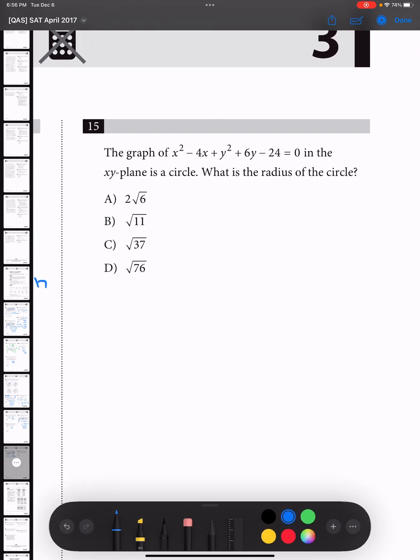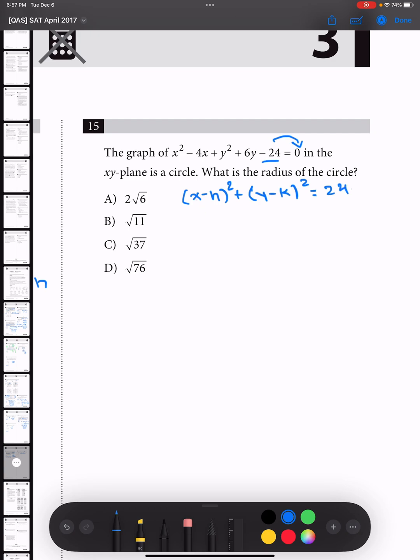Number 15. The graph of x squared minus 4x plus y squared plus 6y minus 24 is in the xy-plane. What's the radius of the circle? So how you're going to do this is you're going to separate both variables, x squared minus 4x. You're going to use the form x minus h squared plus y minus k squared is equal to a squared. In this case, a squared is equal to 24, because if we take the negative 24 to the other side, we'll get 24.